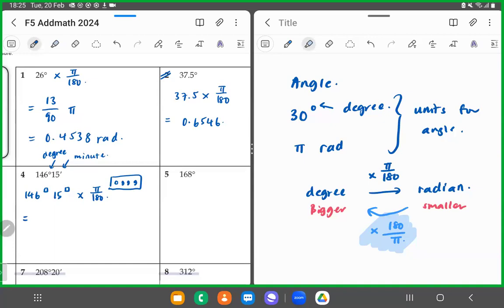Yep, correct. 2.5529. 2.5529. Okay, unit radian.